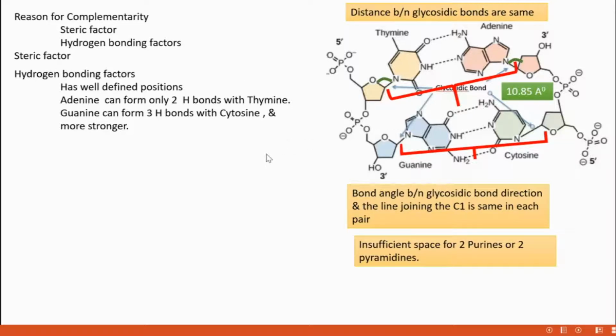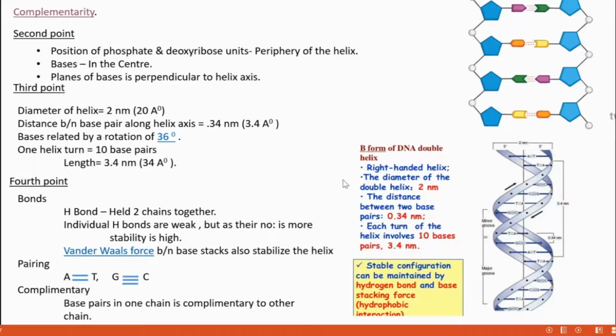Okay, next, the second point: the position of phosphate and deoxyribose units. Look here, the phosphate and the deoxyribose sugar are at the periphery of the helix. They occupy the periphery of the helix. At the same time, base pairs are in the centermost position. We can compare it to a staircase, right? And the plane of the base pair is somewhat perpendicular to the helix axis. Its position is somewhat perpendicular. Perpendicular means, we know, in this way against this line.